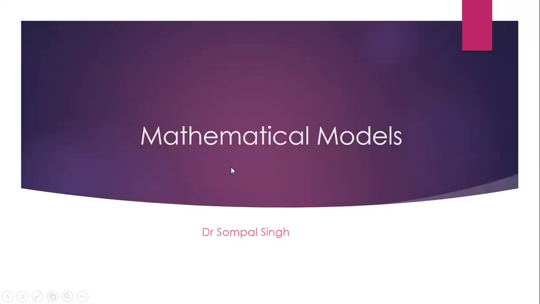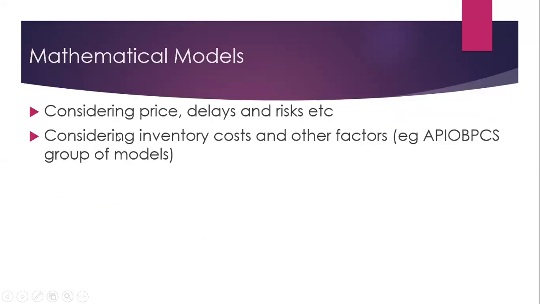Then use of mathematical models. We can make a mathematical model considering price, delays, and risk, etc. I'll talk about one of the models today. And we can also make mathematical models considering inventory cost and other factors. This includes the AP, IOB, PCS group of models. I have a separate lecture on this group of models.